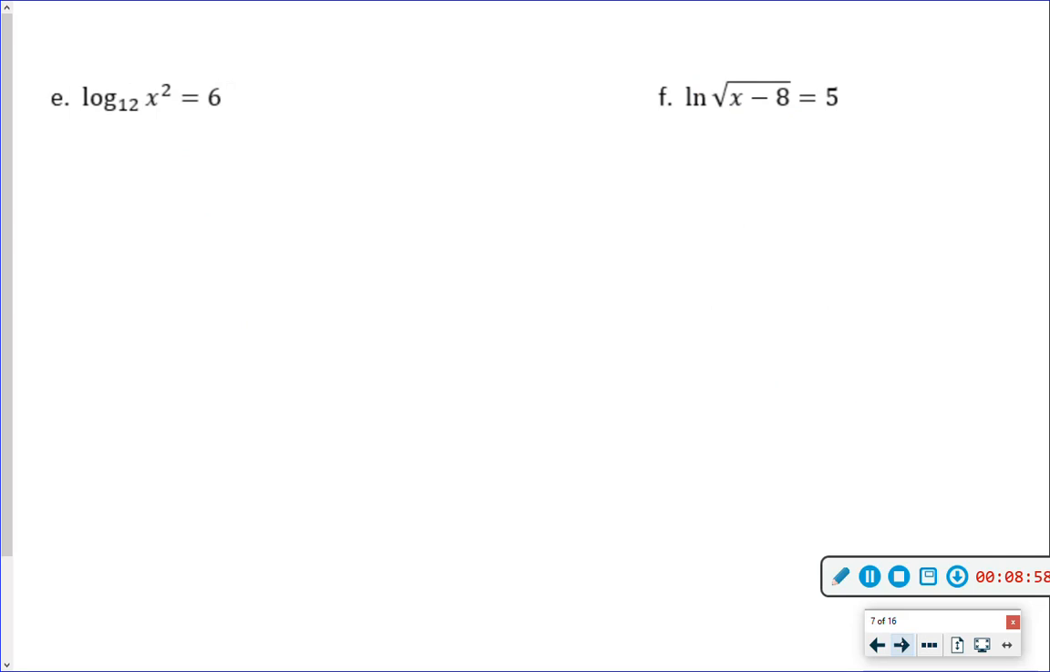Okay, more of the same. We're just going to get some larger answers here. Same deal. I'm going to one log. I convert to exponential. So 12 to the 6th. That's going to be a big number. Is what it is. Equals x squared.